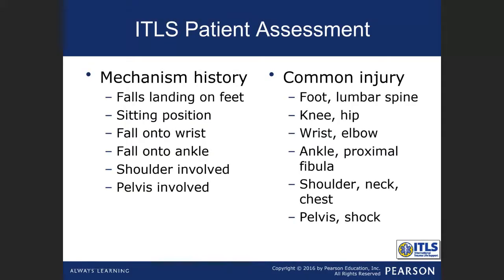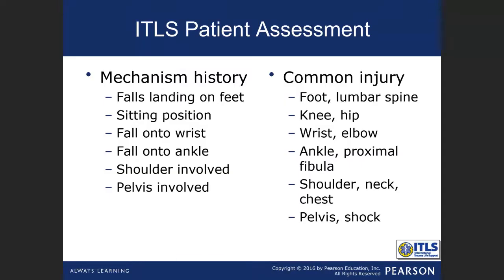Now, patient assessment. The mechanism of injury will dictate whether the injury is localized or diffuse. So mechanism, history, falls, landing on the feet can cause direct injury to the foot and indirect injury to the lumbar spine.